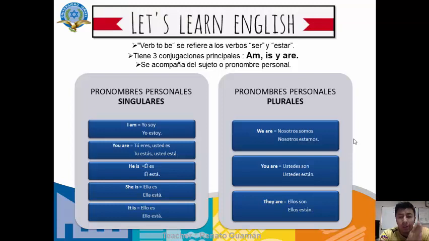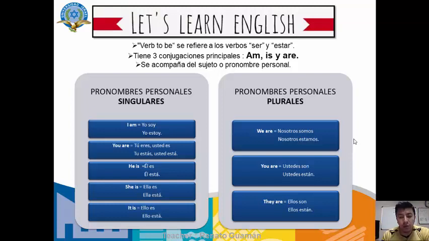Anyway, so the verb to be, that means in Spanish se refiere a los verbos ser y estar. Tiene tres conjugaciones principales, am, is y are. Se acompaña del sujeto o pronombre personal. On your left, you can see pronombres personales singulares. For example, I, you, he, she, it. And pronombres personales plurales on your right.